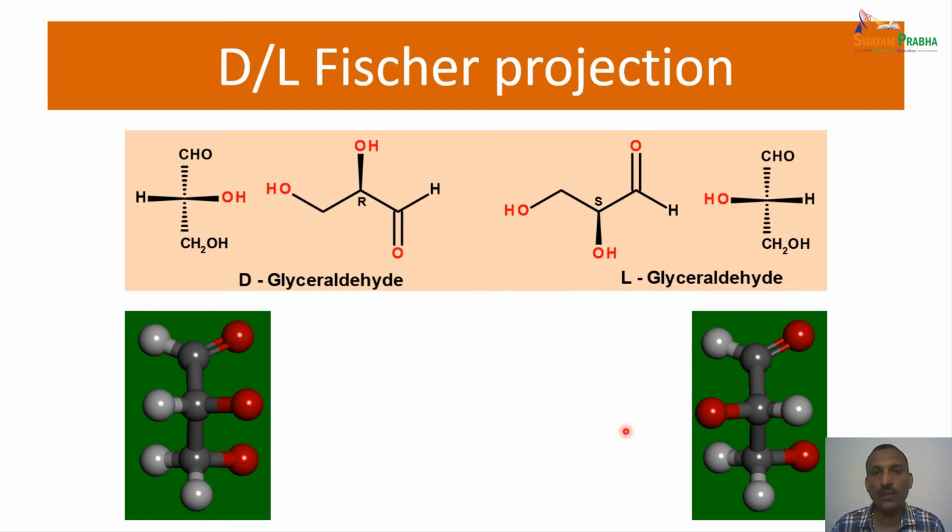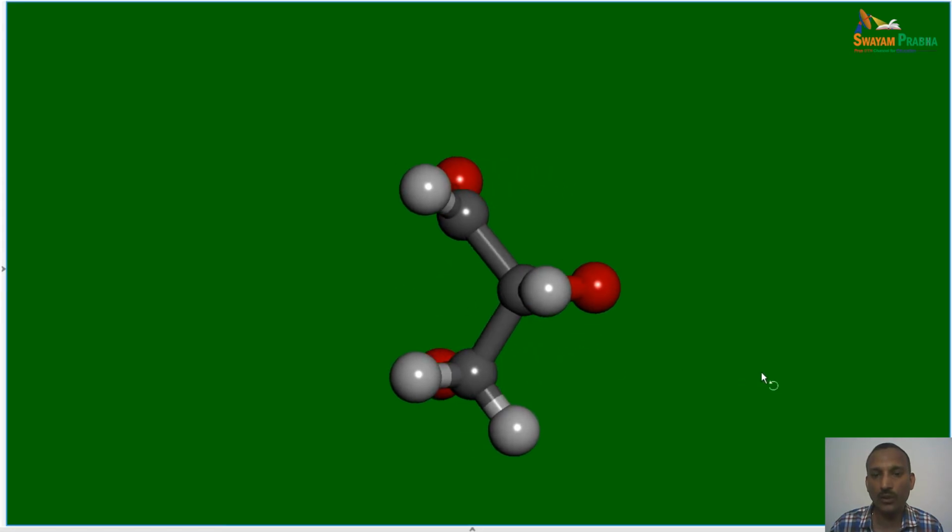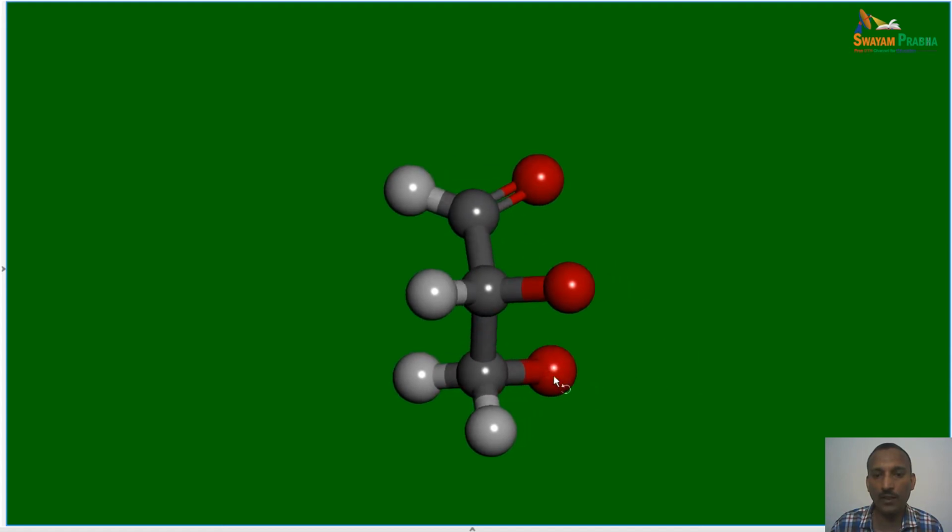Now we will see the three-dimensional representation of these two molecules. So this is the glyceraldehyde. Here the hydroxyl is on the right hand side, so this is the D-isomer. Let me rotate the molecule so that you can see how it is actually projected. As we mentioned, the carbon chain is actually pointing away from the observer. So we have to write like this.